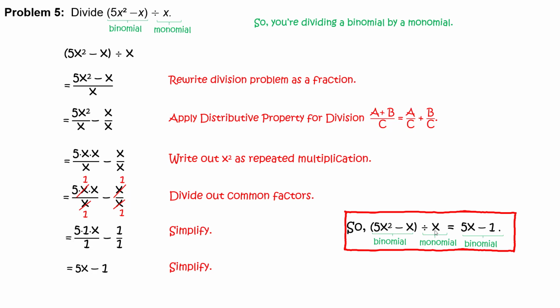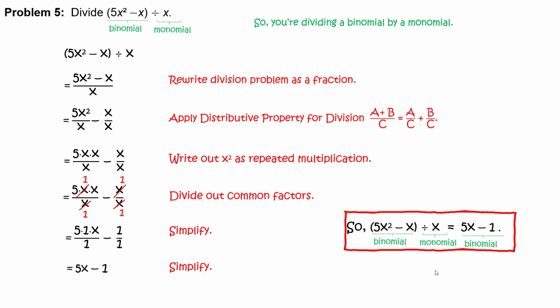You divided a binomial by a monomial, and the result is a binomial. So it's kind of like you divide a 2-digit number by a 1-digit number, and the result is a 2-digit number. 42 divided by 2 is 21, right? So it's very similar. Numbers are a special case of polynomials. So it's not a coincidence that these things kind of behave in a similar way.